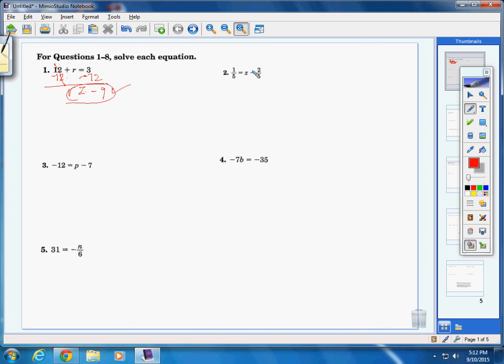Like I said, some of you might prefer to do this as -2/5, plus a -2/5. All you have to do is add 2/5 to both sides.